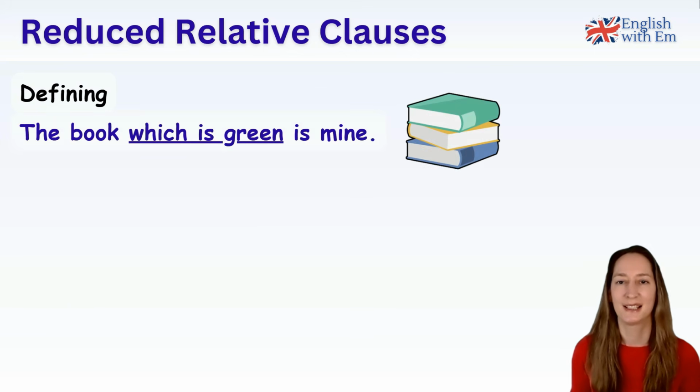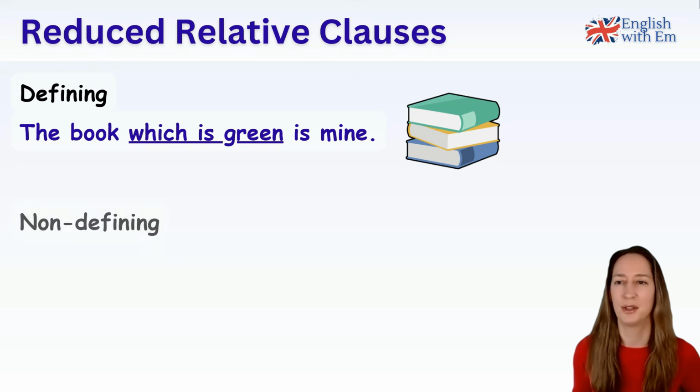Defining. The book which is green is mine. So you can see we've got three books here: a green, a yellow, and a blue. If I just say, the book is mine, which book? We don't know what I'm talking about. So which is green is essential or defining information that tells us which book I am talking about.